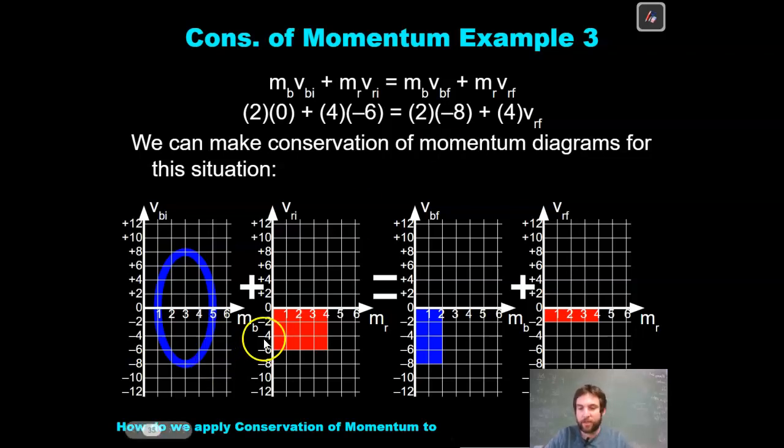Conservation of momentum diagrams, we can do this. The mass, 4 units this way, 6 units down because it's negative velocity. And then down because it's negative velocity.